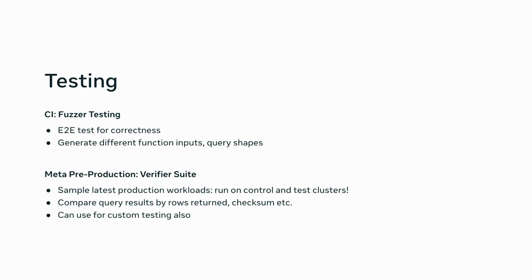And the other thing is for Meta, before going to production, we have a verifier suite that we run. It samples the latest production workloads, and then you can run it on our control cluster, which is Presto Java, and then our test cluster, which is our new Prestissimo cluster. And then we can compare results. This can also be used for custom testing. So if you have your own build, you can also select which queries you want to run.